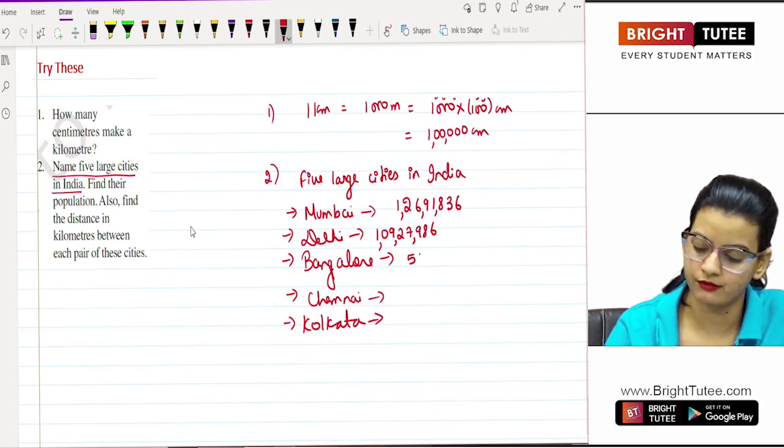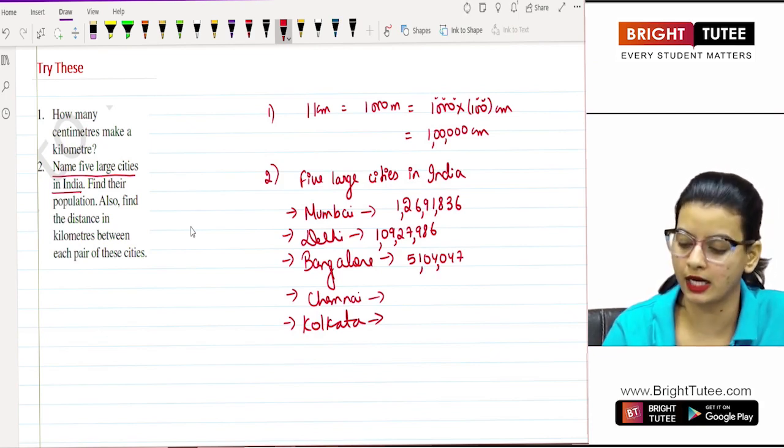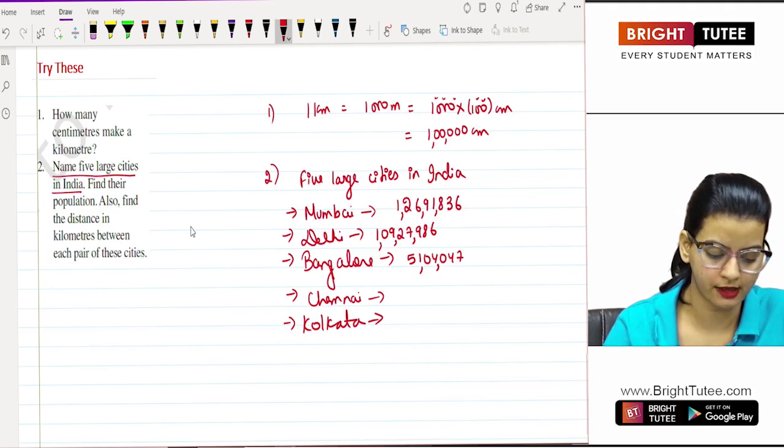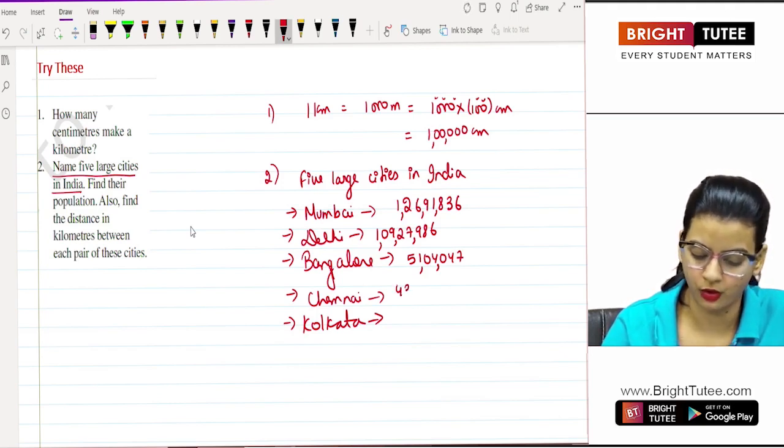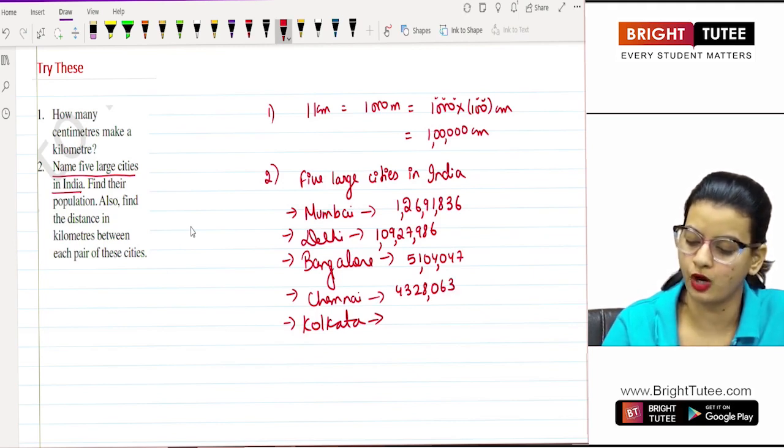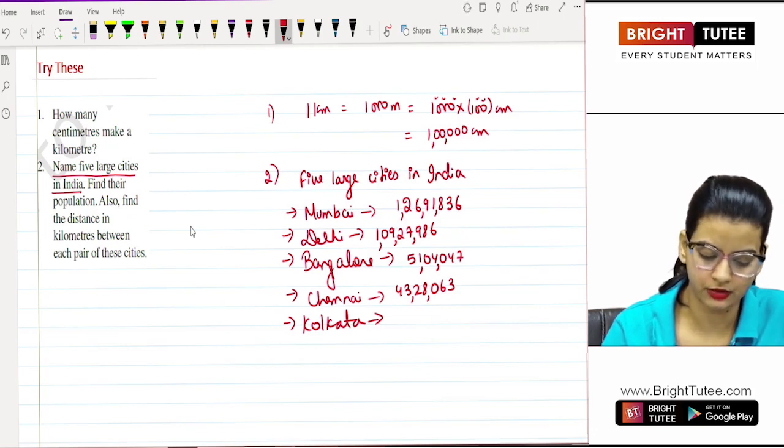Now what about Bangalore? It is 5,104,047. If we put commas, it is 51,04,047. Now for Chennai, we have got 4,328,063. Let's put commas and read them. So it is 43,28,063.